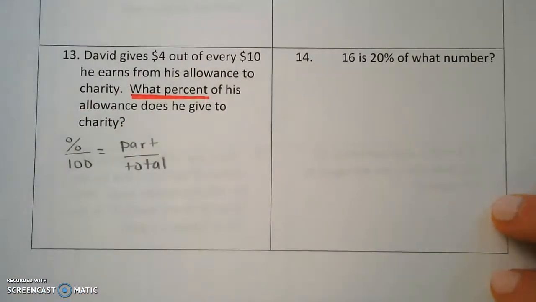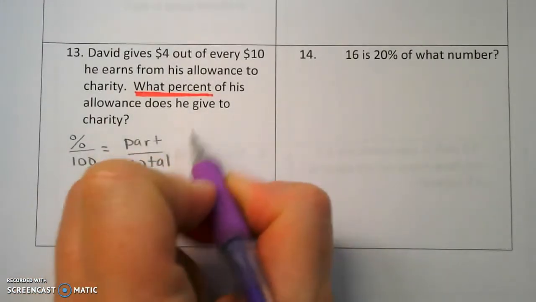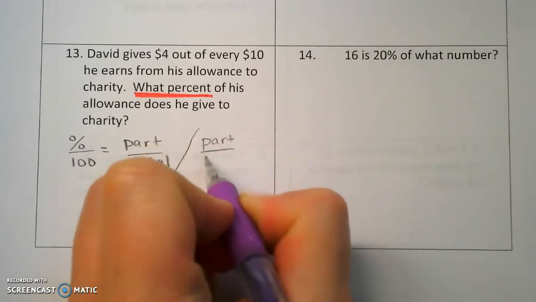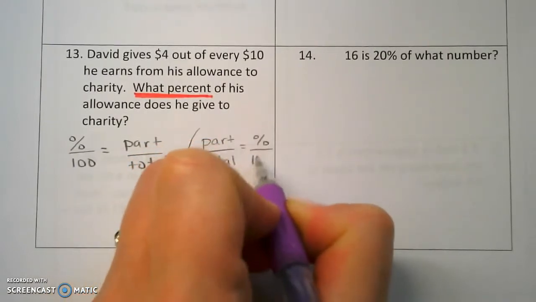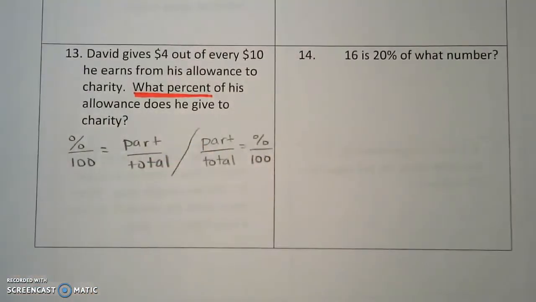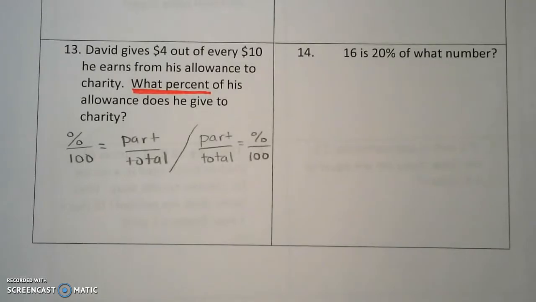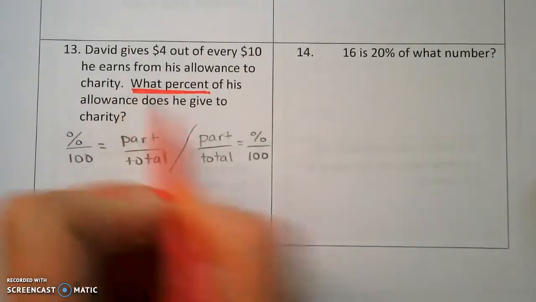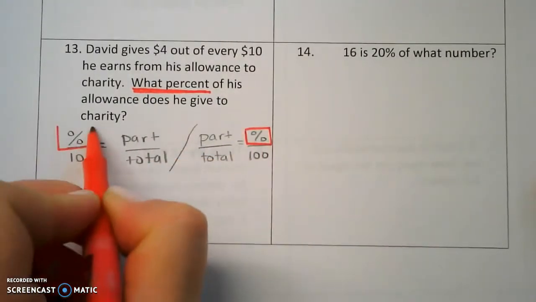And in fact, you could write that the other way. Because these two things are equal, it's an equation. You could also say that part over total is the percent out of 100. They're the exact same thing. You're just changing what's to the left or to the right of the equal sign. Well, when I go back up and I look at this problem, I know it's saying what percent. So I'm going to be trying to find the percent.